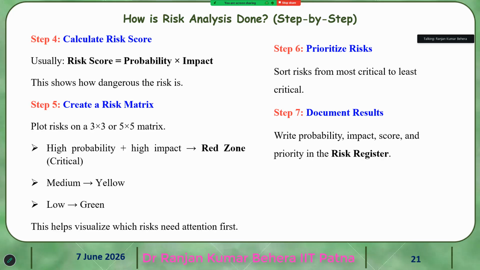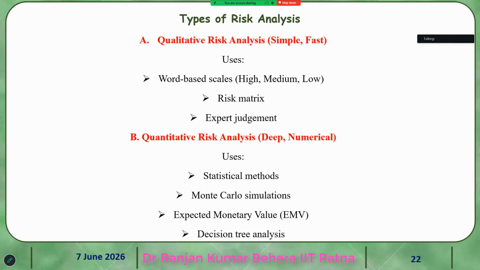Then step 6 is to prioritize the risks. Sort the risks from most critical to least critical. And then you document the result. Write the probability, impact, score, and priority in the risk register. That needs to be done with proper documentation.